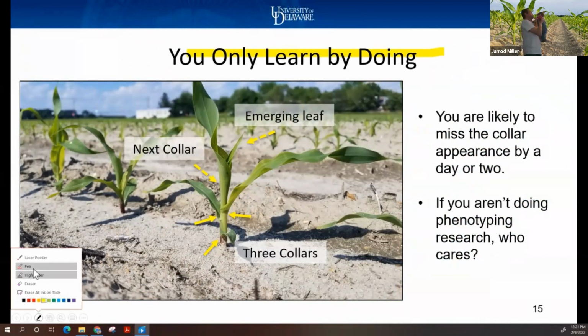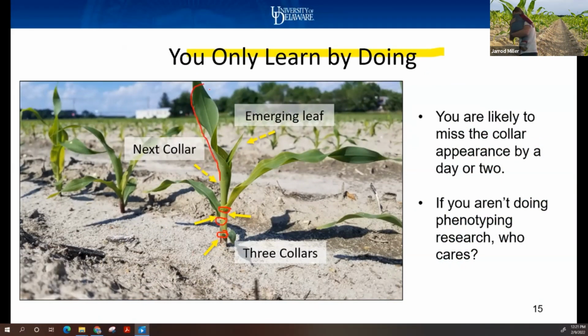But if you look right in here, you have 3 collars. There's 1 collar, there's 2 collars, there's 3 collars. There's your next one. See, this leaf is straight up. It hasn't even started to droop yet. And then there's your 5th leaf. It's coming out already. So you're going to have 5 leaves out, but you only have 3 collars. And that's why they had to come up with a method like this. How do we be consistent?